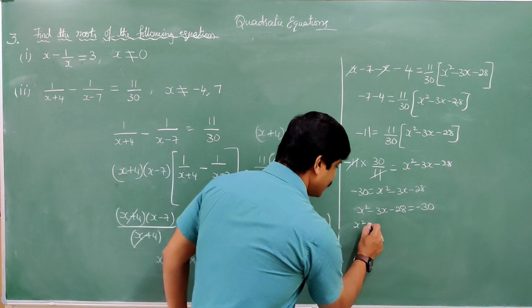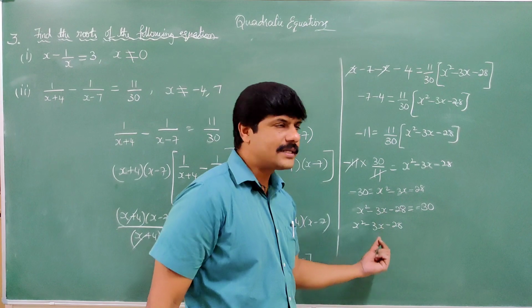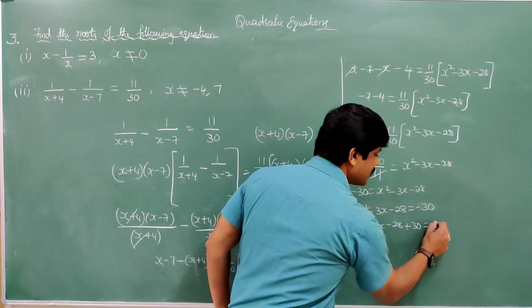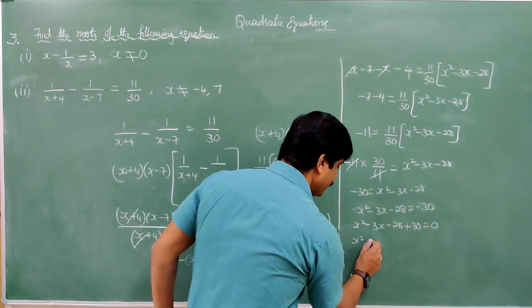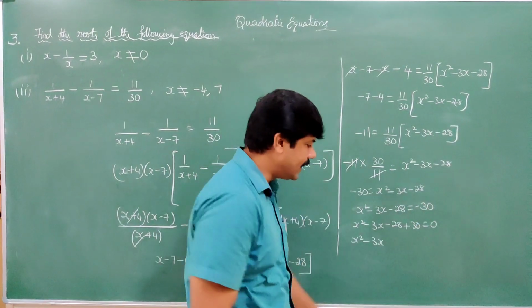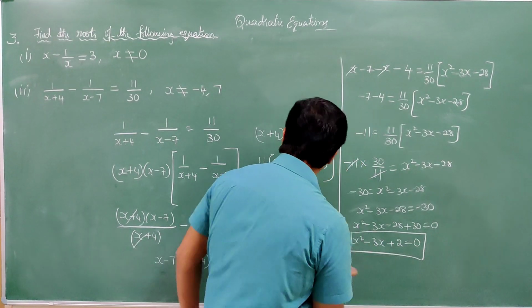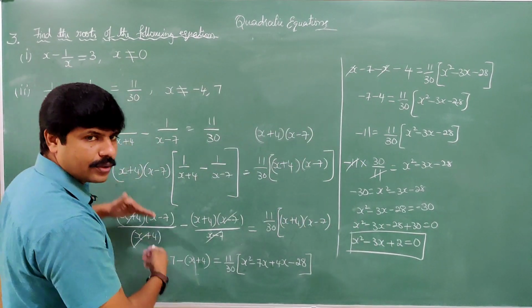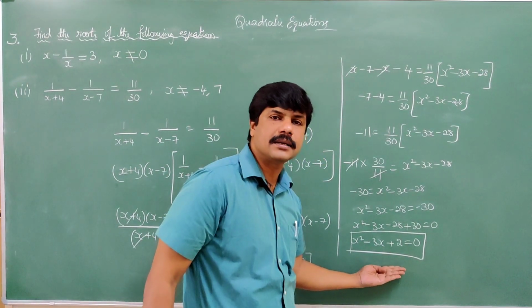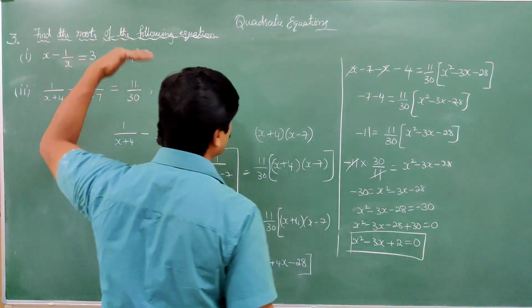Okay, x squared minus 3x minus 28. Send this minus 30 to one side to make this a quadratic equation, so that it becomes plus 30 equals 0. And x squared minus 3x, here minus 28 plus 30 is plus 2, equals 0. We have brought this equation into the quadratic equation form. Understand? So the first step is to change everything, whatever the given equation, into a quadratic equation. Now we have to find the roots.